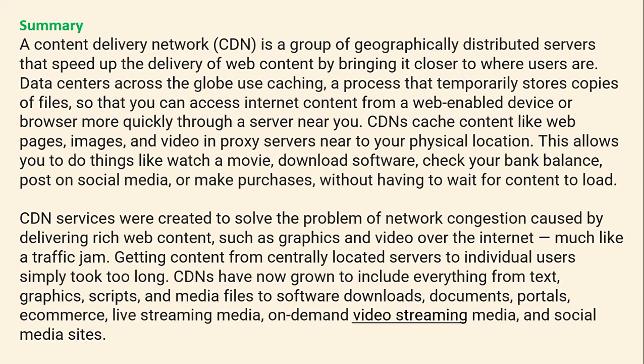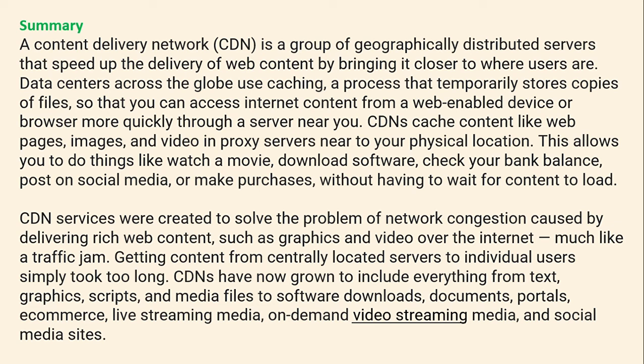So in summary, a content delivery network is a group of geographically distributed servers that speed up the delivery of web content by bringing it closer to where the users are. Data centers across the globe use caching, a process that temporarily stores copies of files so that you can access internet content from a web-enabled device or browser more quickly through a server near you. CDN caches contents like web pages, images, and videos in proxy servers near your physical location. This allows you to do things like watch a movie, download software, check your bank balance, post on social media, or make a purchase without having to wait for content to load.